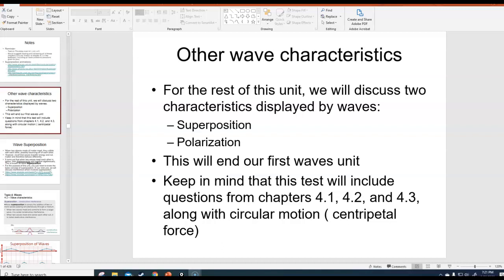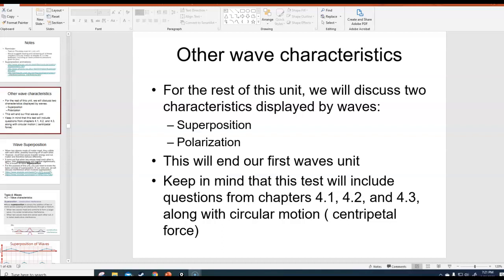Okay, so in the last video we started talking about 4.3, which is called wave characteristics. The main thing we talked about was the difference between the wavefront and the ray way of looking at a wave. We also talked about wave intensity, and intensity being inversely proportional to the distance from a wave source squared, and also proportional to the amplitude squared.